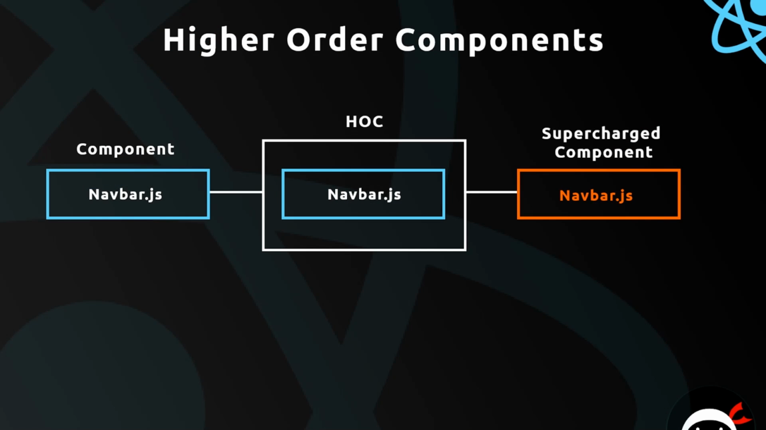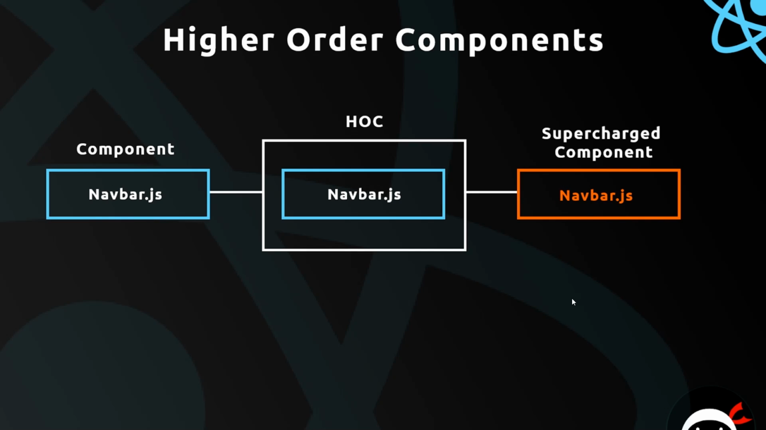Alright then, higher order components. We've already seen one of them in the last video called withRouter, but what exactly are they? Well, essentially they're functions which wrap other components and give them superpowers, or rather extra features. So we'll have our component, for example the navbar.js, we pass it into a higher order component, and that higher order component adds functionality to this component so that it comes out supercharged with different features.